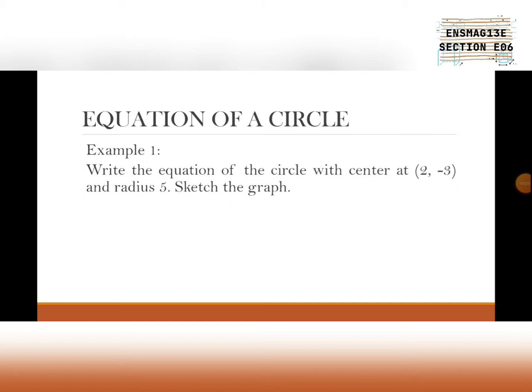Let us try this example. Write the equation of the circle with center at 2, negative 3, and radius 5. Sketch the graph.